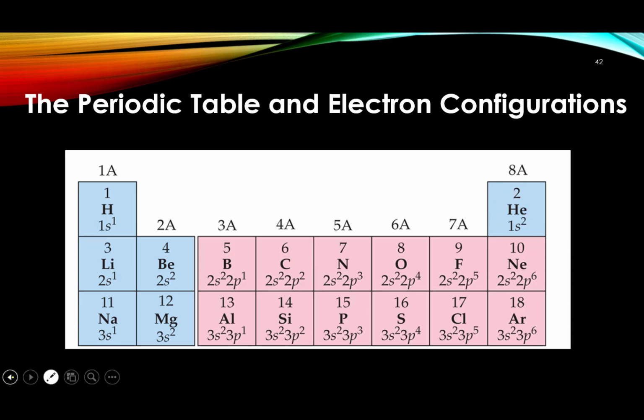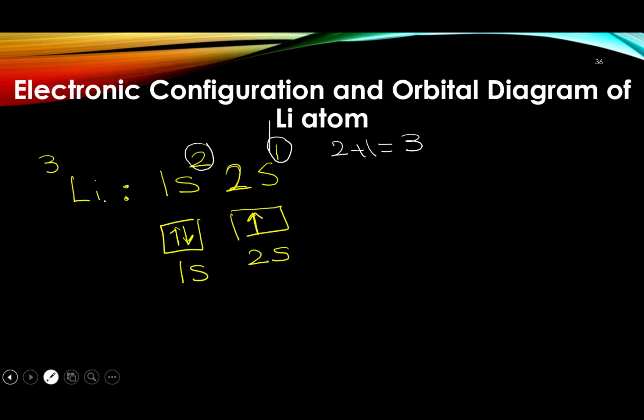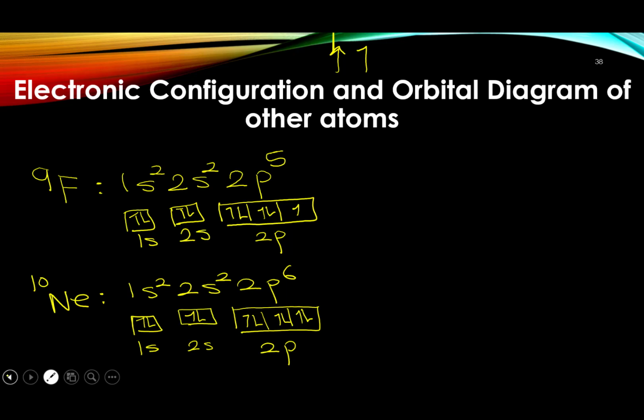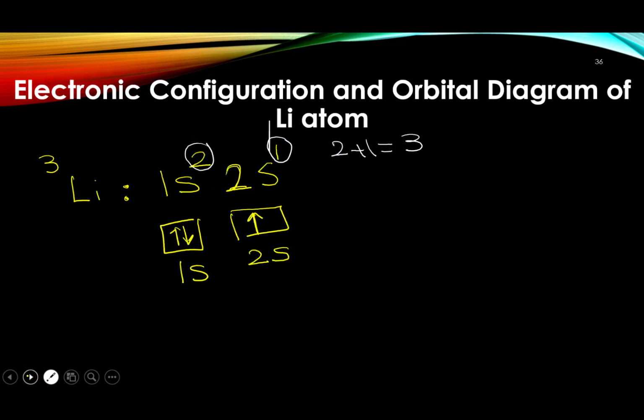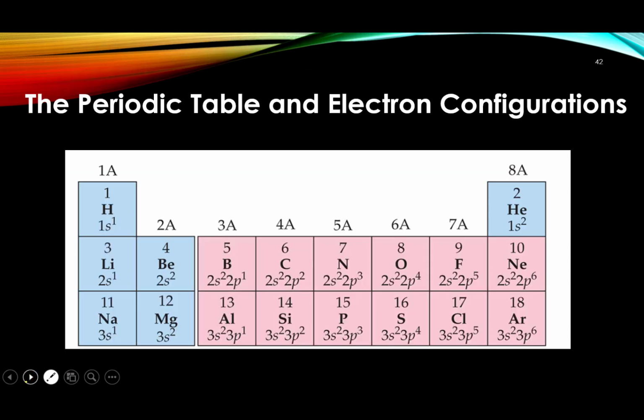Let me go back to lithium. Look here, lithium. If it loses that 1 electron, it will become 1s2. I don't have the electronic configuration for helium here. But when lithium loses 1 electron, it will have the same electronic configuration as helium. Whereas fluorine, when it gains 1 electron, will have the same electronic configuration as neon.